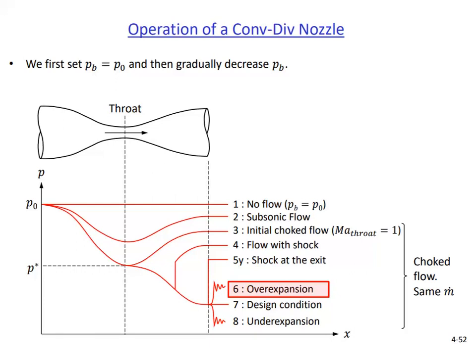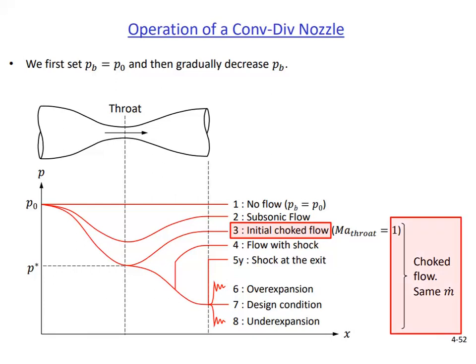In other words, its pressure dropped too much or it accelerated too much. After exiting the nozzle, the fluid finds itself in an environment with a higher pressure than it expects. It is important to remember once again that after case 3, where the flow initially gets choked, all the further cases are all choked. They all have the same mass flow rate, which is the maximum that can be achieved by this duct with the given stagnation properties.